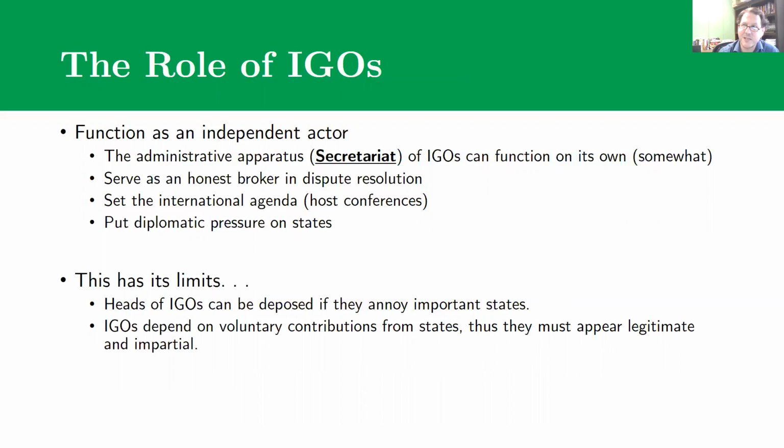Intergovernmental organizations don't exist in and of themselves. They don't have power in and of themselves. They are created by states and through states, and they continue to operate according to the will of states. And if a head of an intergovernmental organization annoys powerful, important states, that individual can be deposed. States can leave the organization, states can withhold voluntary contributions. So there's a very powerful incentive for the leadership of these organizations to appear legitimate and impartial and to balance the various competing diplomatic demands with a great deal of sensitivity.